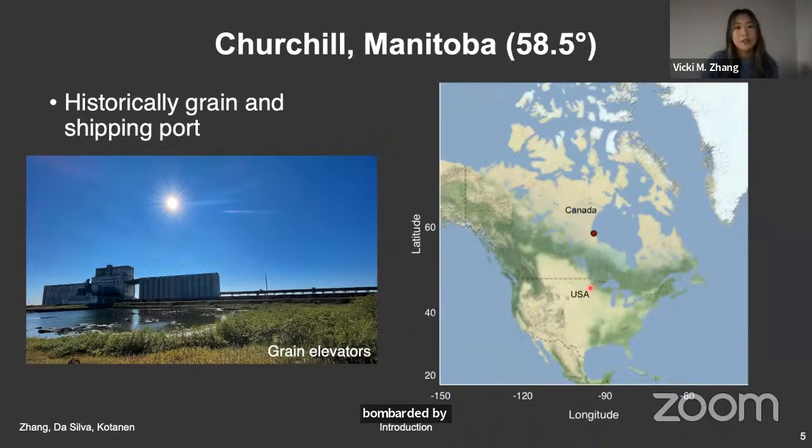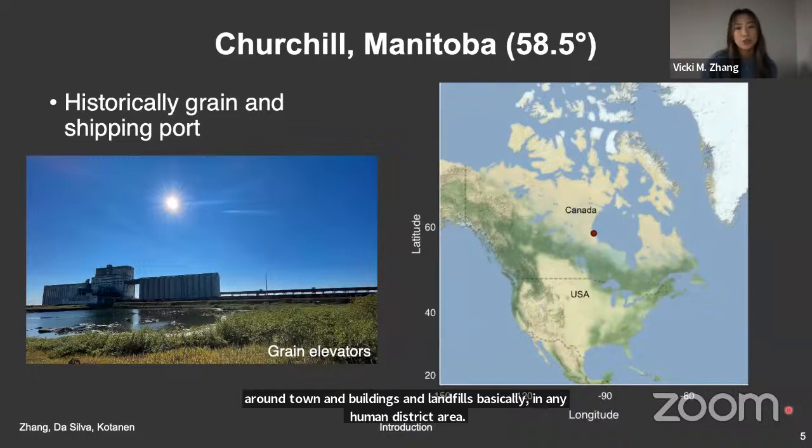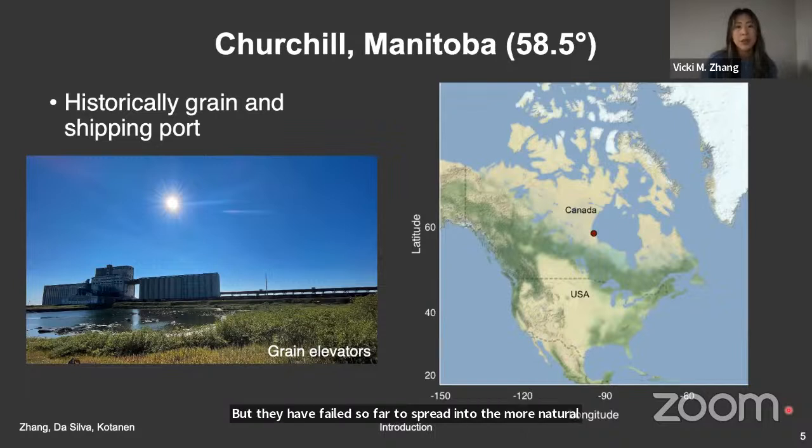And since then, non-native species have been recorded all around town, in buildings, in landfills, basically in any human disturbed area, but they have failed so far to spread into the more natural tundra and boreal forest. So at this latitude, Churchill is an outlier because you have hundreds of non-native species documented, but they're failing to spread.